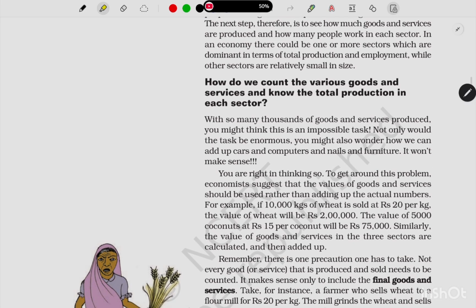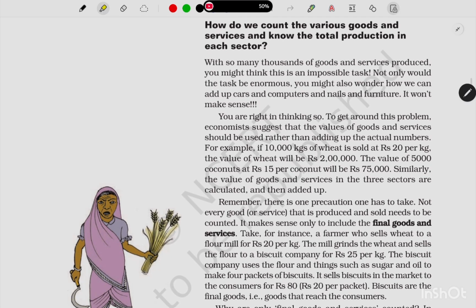Now, how do we count the various goods and services and know the total production in each sector? With so many thousands of goods and services produced, you might think it is an impossible task. Not only would the task be enormous, you might also wonder how we can add up cars and computers and nails and furniture. It wouldn't make sense. You are right in thinking so.